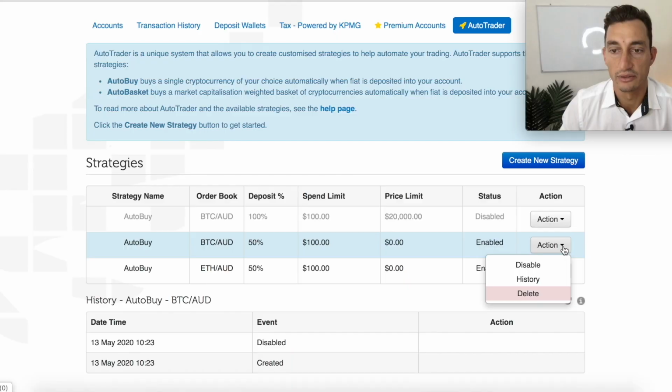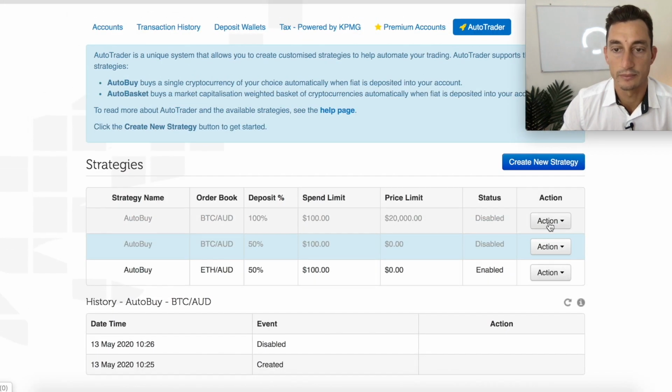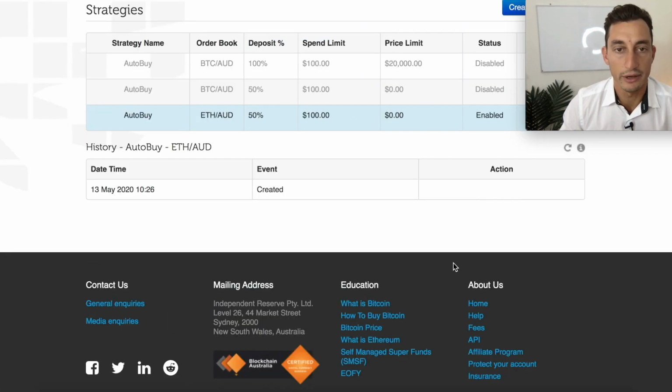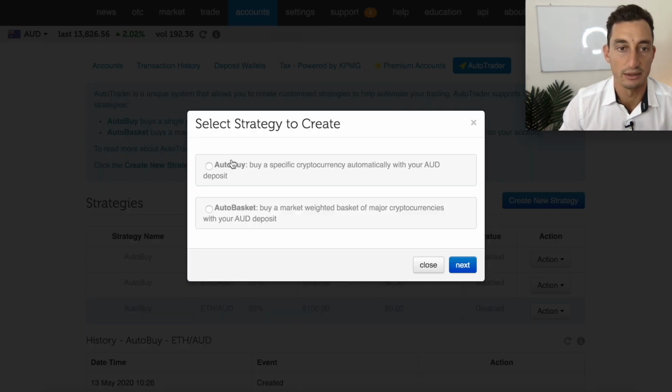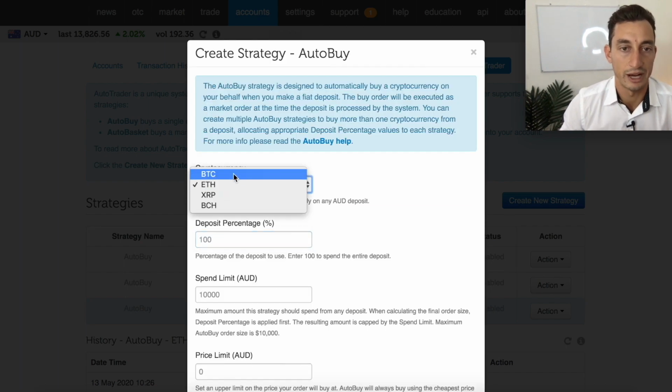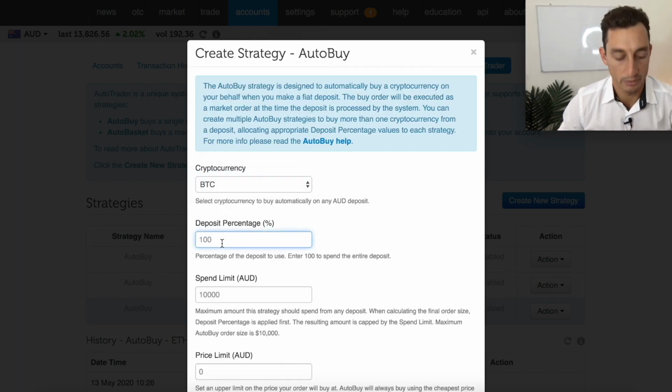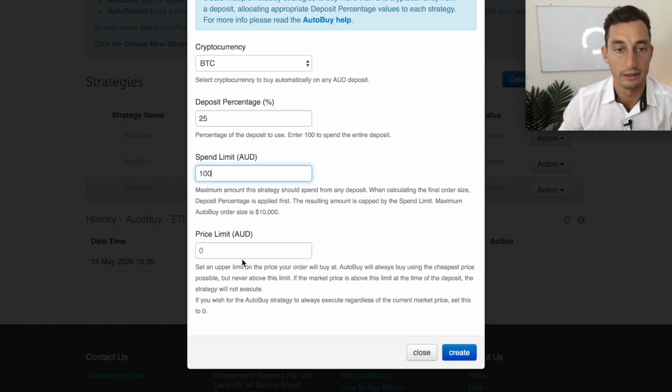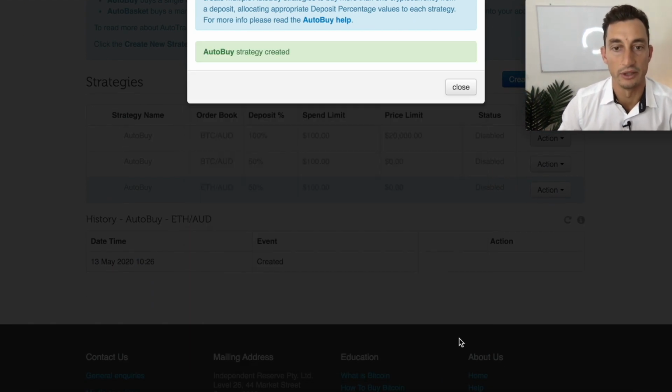Ton of free content. Let's get back to dollar cost averaging into our crypto portfolio. So action, we want to disable the Ethereum as well. New strategy, auto buy. We're going to start with Bitcoin. We'll just run down the list. Deposit percentage, let's just say 25% of all of them. $100 is the limit. We want to keep buying, so we're going to leave it at 0.